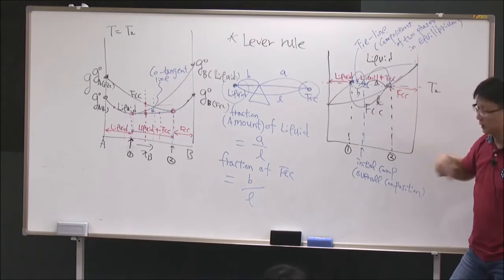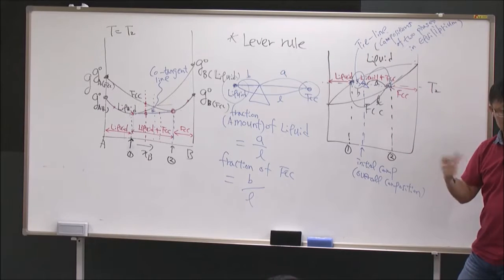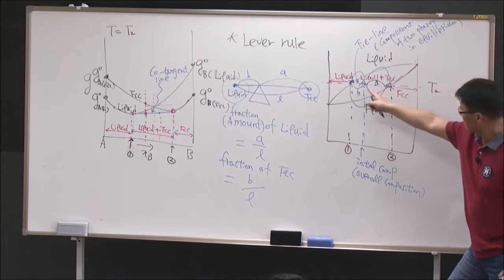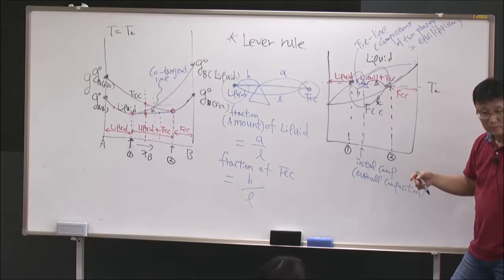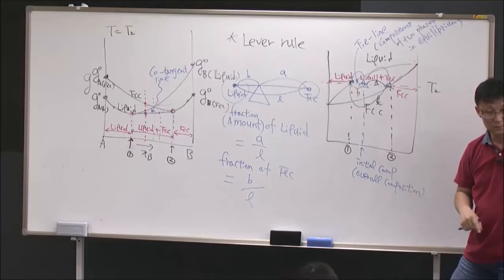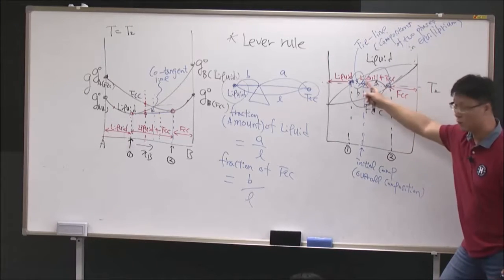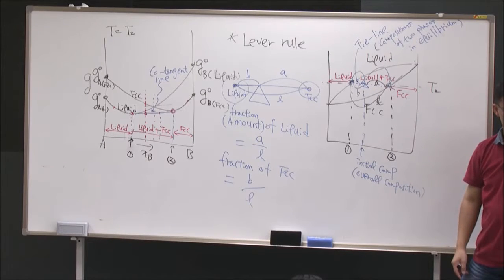So according to the lever rule, you can now tell what fraction of each phase exists in the system. The phase diagram already tells you what the phases are, and when there are two phases, what the composition of each phase is. Then the lever rule says what the fraction of each phase is. Is it okay?